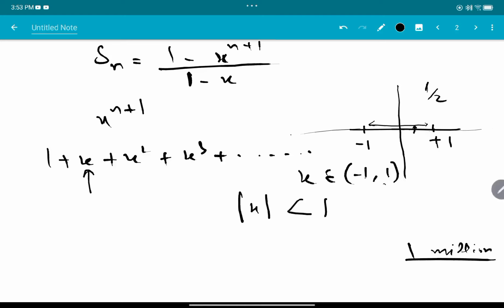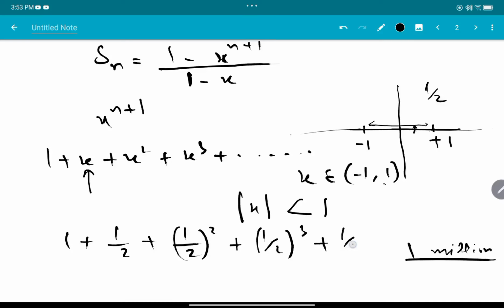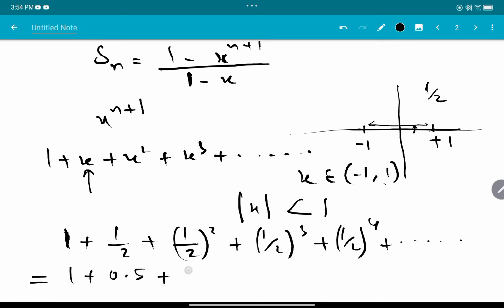Then see what this series will become: 1 plus 1 by 2, plus 1 by 2 squared, plus 1 by 2 cubed, plus 1 by 2 raised to 4, and you can imagine yourself the increase with increasing power. If we just consider these few terms, they will convey the idea that I want to convey to you. That is 1 plus 1 by 2, that is 0.5, plus 1 by 2 squared, that is 1 by 4, that is 0.25, plus 1 by 8, plus 1 by 16. What do you observe? We observe that each new term is lesser than the previous term. This is possible only because x is some number from this interval.